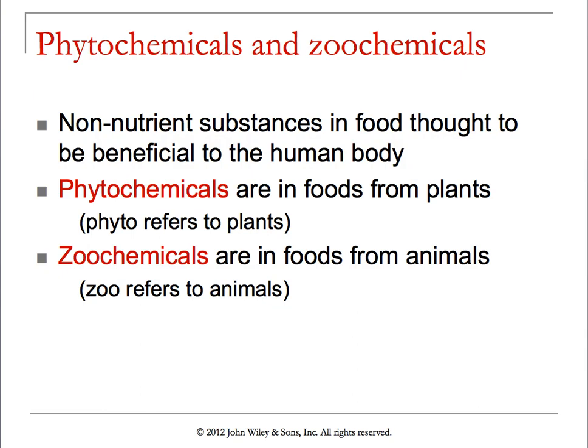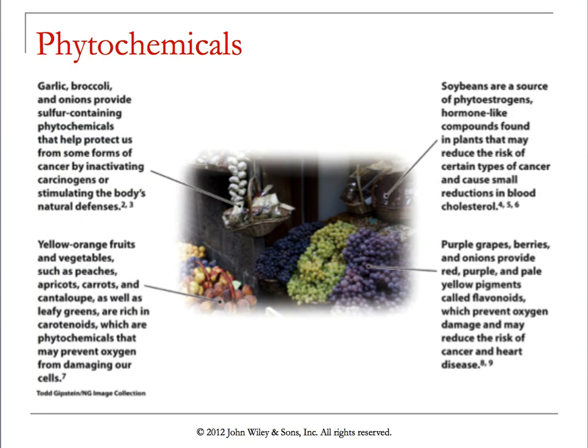All right, next we're going to talk about phytochemicals and zoochemicals. So these are non-nutrient substances in food thought to be beneficial to the human body. Phytochemicals are found in plants. We have that prefix phyto referring to plants. And zoochemicals are in foods from animals, zoo referring to animals.